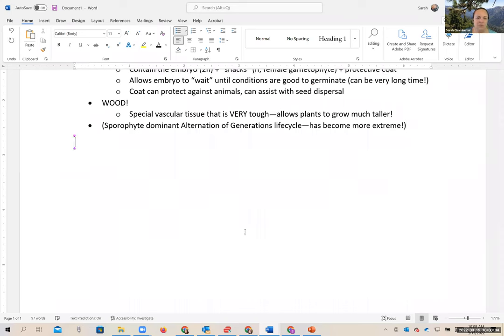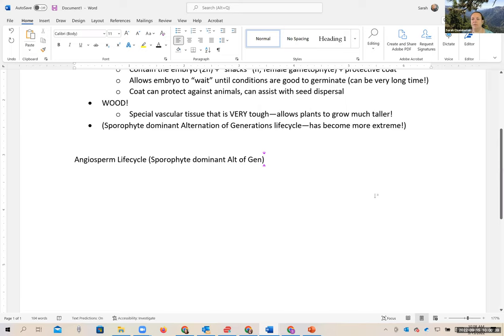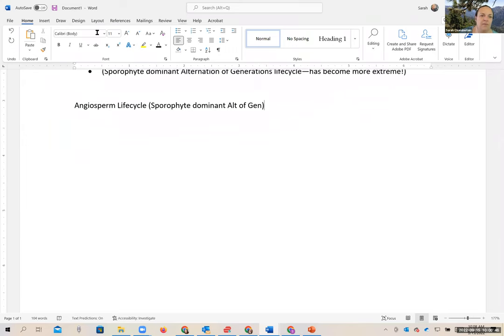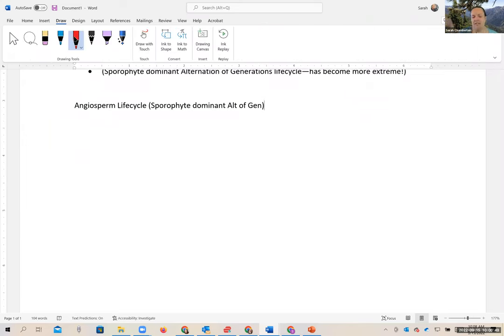Okay, so we are going to do an angiosperm life cycle. If I could spell. I don't need that much space. Okay, angiosperm life cycle. And since it is sporophyte dominant, I am going to start with the sporophyte. Okay. And I'm going to get my colors going. All right. I'm already red. That's excellent.